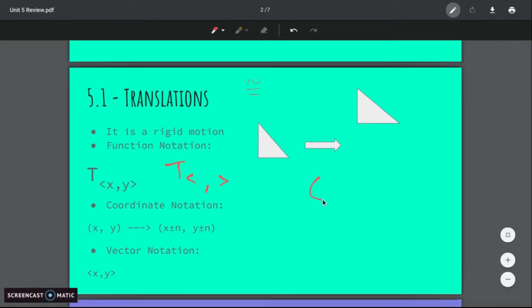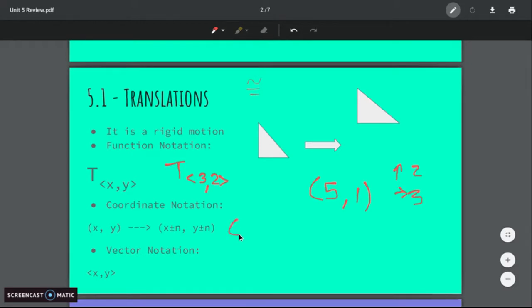So here's an example. Let's say you have a point 5, 1. Make it go up 2, and then right 3. First of all, we need to pick a notation. I'll do each one. For function notation, we know this is the Y and this is the X. So 3, 2. That's what's being changed. It's going right 3 and up 2, and those are both positive movements.